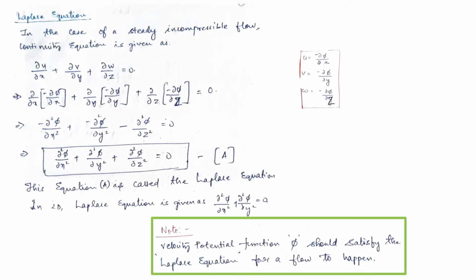Okay, we have already discussed that the velocity potential function phi should satisfy the Laplace equation for a flow to happen. So if any flow is given, it should satisfy the Laplace equation, which is dou square phi by dou x square plus dou square phi by dou y square plus dou square phi by dou z square is equal to 0. This has an important significance and plays an important role in the kinematics of fluid flow to define the velocity potential function.